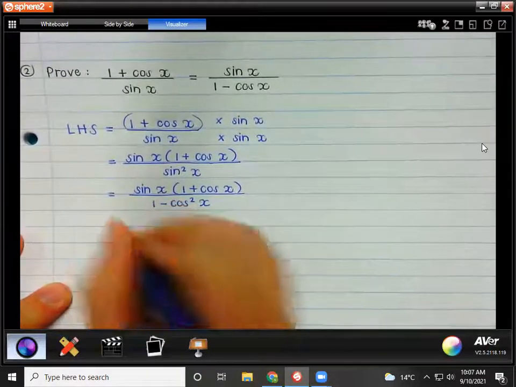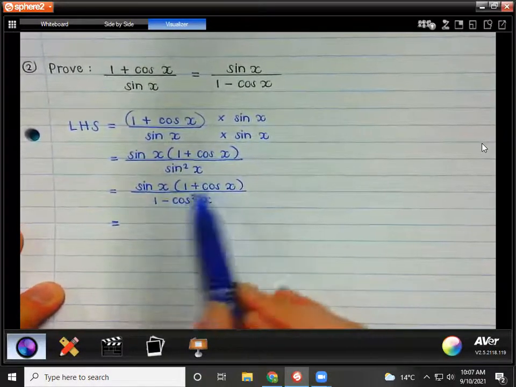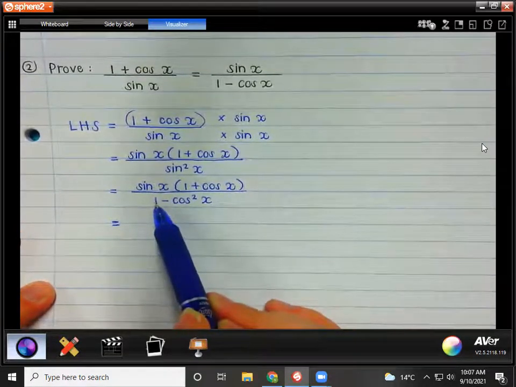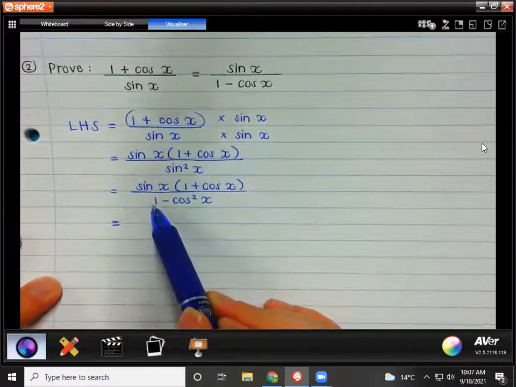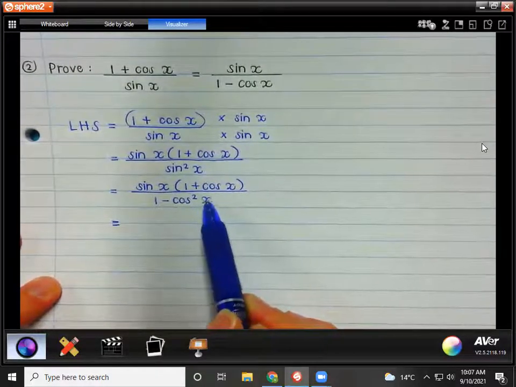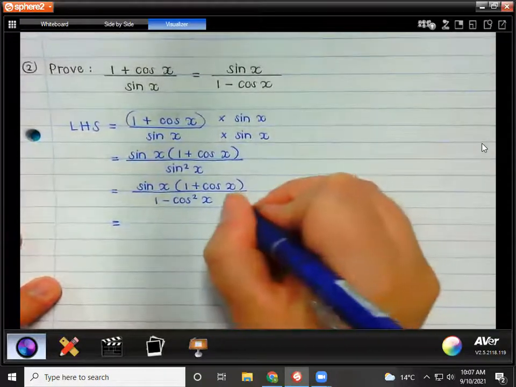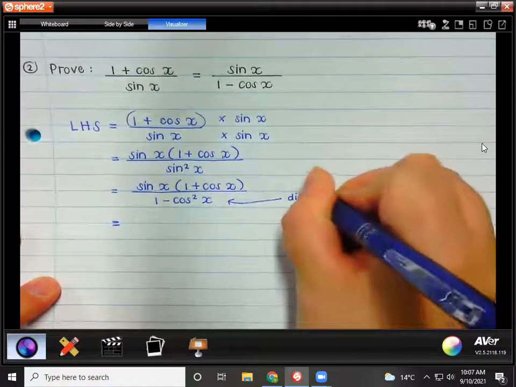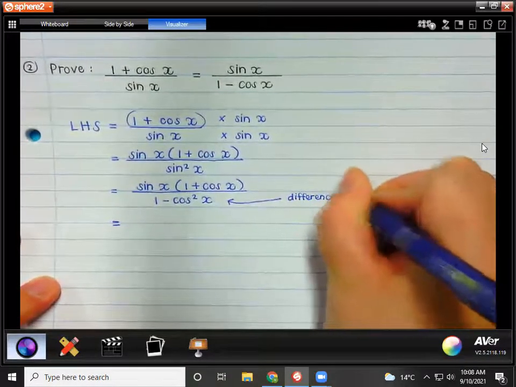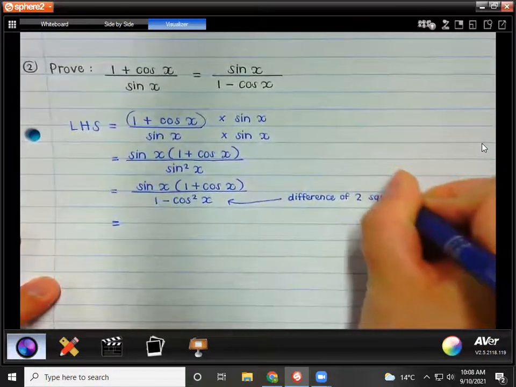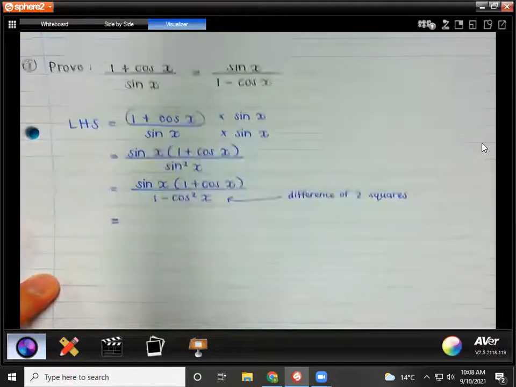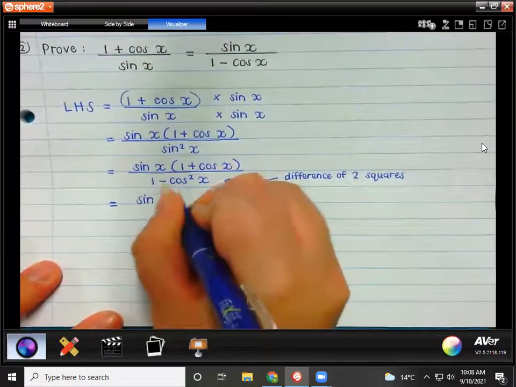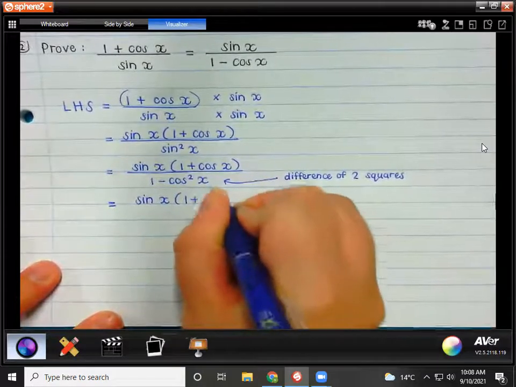Now, guys, this is something that you might not have thought of before because we haven't used it in that way, but this is actually a difference of 2 squares, right? Does 1 have a square root? Yes, the square root of 1 is 1, and cos squared x also has a square root. So this is actually a difference of 2 squares. I'm just going to write that there. Difference of 2 squares. So we're going to factorize that, and then you're going to see that that is actually exactly what we need.